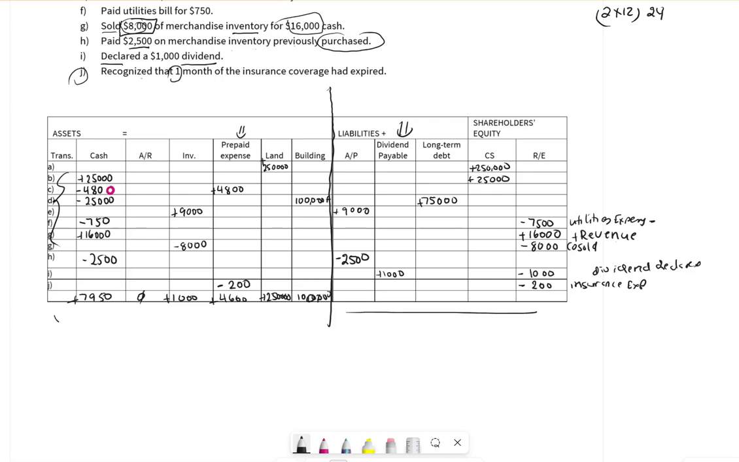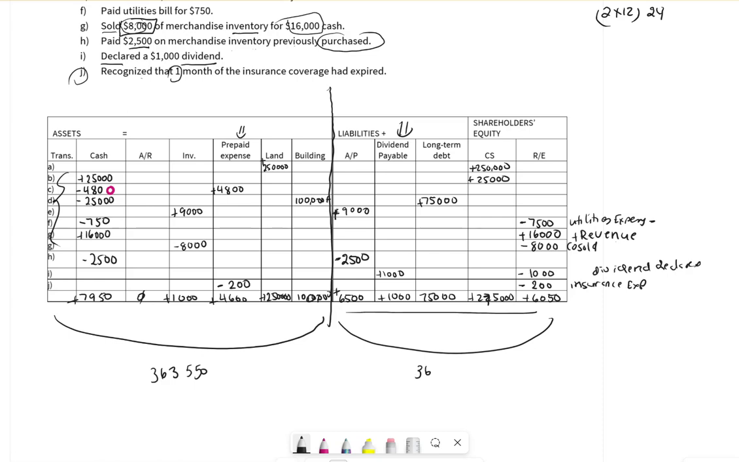So if you add up all these numbers, you will get a balance of 363,550. Then you do the same thing. This is a positive number and this is a negative. The difference between the two will give you a positive of 6,500, positive of 1,000, positive of 75,000, and positive of 275,000. And then what we have is pluses and minuses. You will get a balance of 6,250.